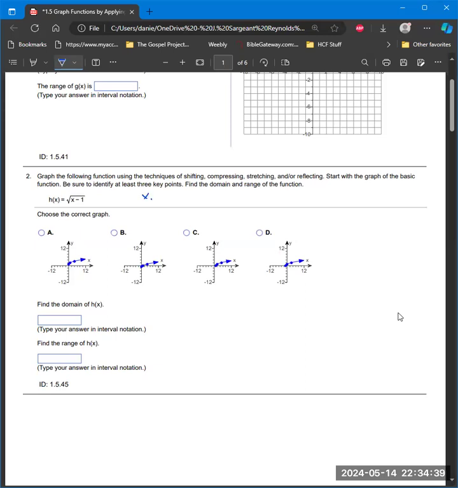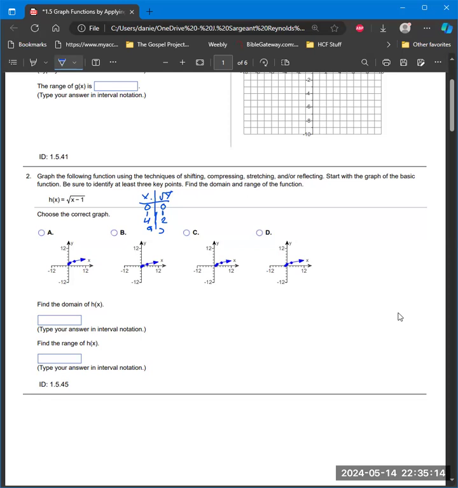Remember that the square root function has characteristic points of 0, 1, 4, and so on. This is going to be square root of 0, 0, square root of 1 is 1, square root of 4 is 2. Let's go out to 9, 3. And I'm going to shift all of those x values 1 to the right to get the same y value. So now we're going to have (1, 0), (2, 1), (5, 2), and (10, 3).